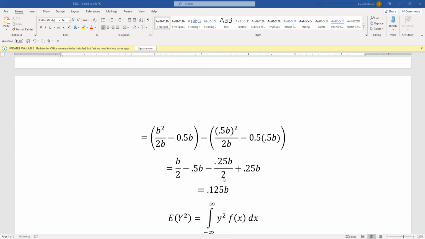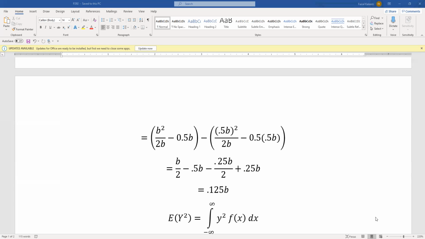This is minus 0.25b by 2, because 0.5 squared is 0.25. And then this minus minus becomes plus, so this 0.5 times 0.5 is 0.25. And if you remember, b over 2 is 0.5b, so these two cancel out. And so these two give us 0.125b.